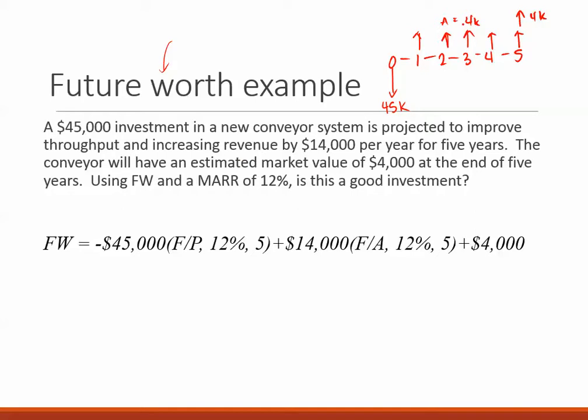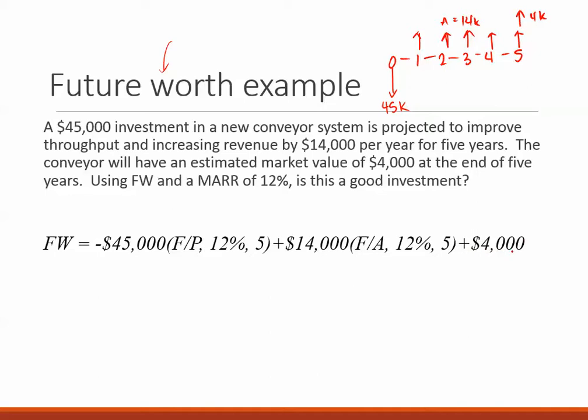Oh, and by the way, this is not 4, this is 14, right? Yes, sorry, I had that wrong. Okay, so future worth is negative 45,000 F given P, 12% for 5 years, plus 14,000 F given A, because this is an annual amount, 12% for 5 years, plus 4,000.